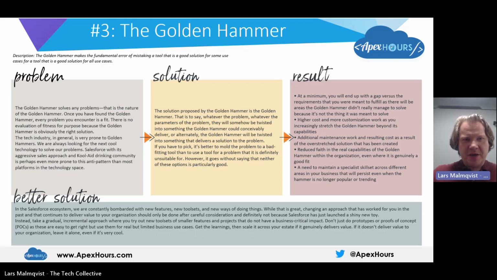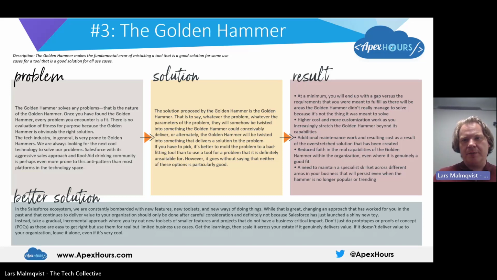So now we're into the top 3. And at number 3, we have the golden hammer. It's not a Salesforce-specific anti-pattern, but it is one that occurs quite frequently in the Salesforce ecosystem. So the golden hammer anti-pattern occurs when you have a tool that might be a perfect solution for certain use cases, but it is then mistakenly assumed to be a perfect solution for all use cases. And that can lead to a broad range of problems, including inefficiency, increased cost, and limited functionality.